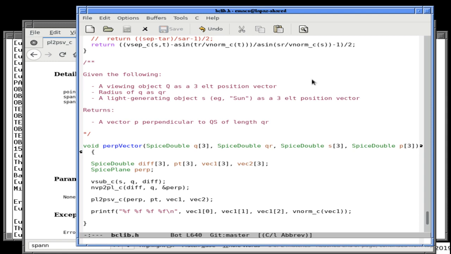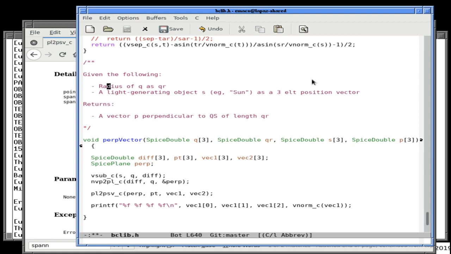So to heck with that. And why do we need the radius of QR? Why do we care? Oh, because that's the length of... let's not call it radius of a viewing object Q, which we don't even care. Radius QR of a viewing object Q at the origin. A light generating object, the sun, as the free element. A vector perpendicular to S of length QR.